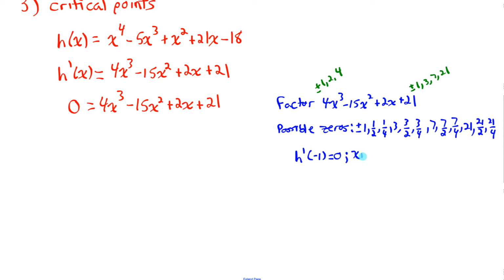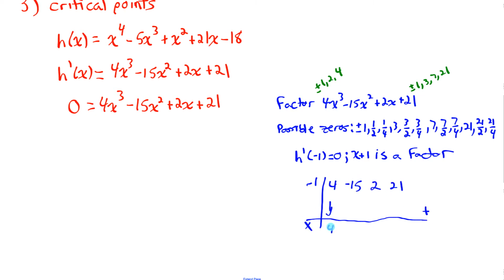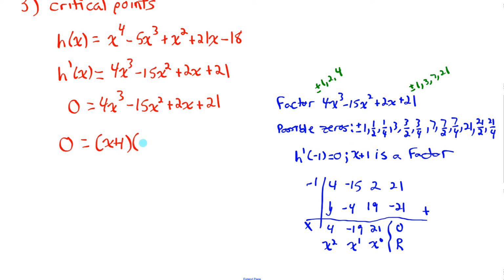That tells us x plus 1 is a factor. So we divide it by x plus 1. And once again, I'll do synthetic division. I'll just set up my table quickly and do the synthetic division. So I can now rewrite that polynomial, this derivative function, as a product of its divisor, x plus 1, and its quotient, 4x squared minus 19x plus 21.